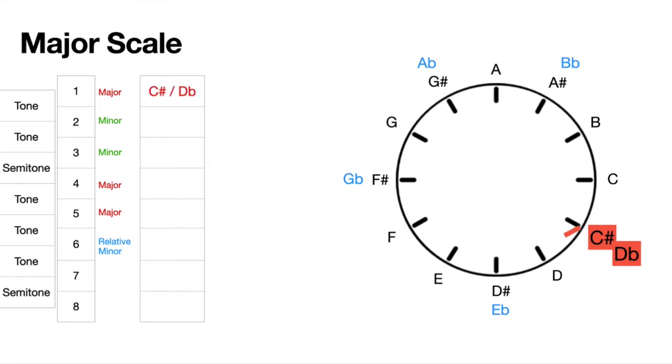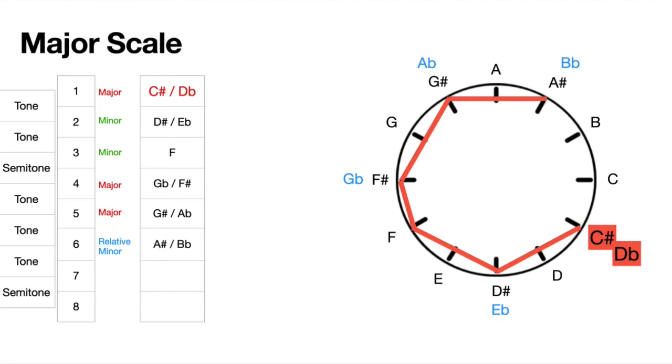And the first tone is D sharp or E flat, then F, and then a semitone is F sharp or G flat, and then G sharp or A flat, A sharp or B flat, C, and a semitone back to the root note.